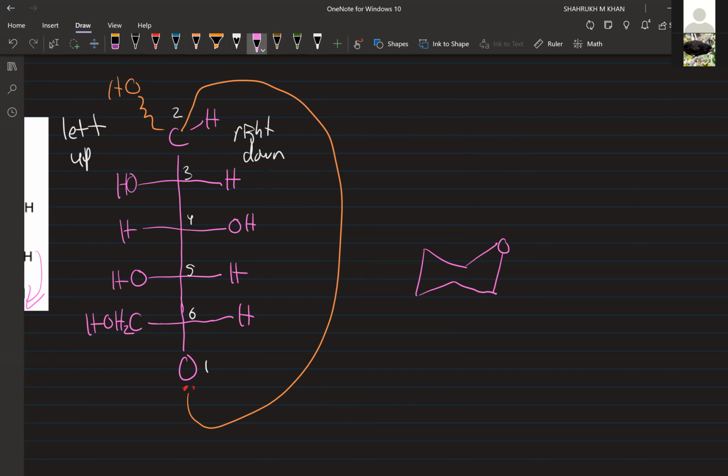Okay, so technically oxygen is 1. It is bonded to carbon 2. At carbon 2, we have an anomeric hydroxyl group. At carbon 3, we have OH on the left side. So is it going to be axial or equatorial here? So let me also label these inside here. So right now we are 1, 2, this is going to be 3 here.